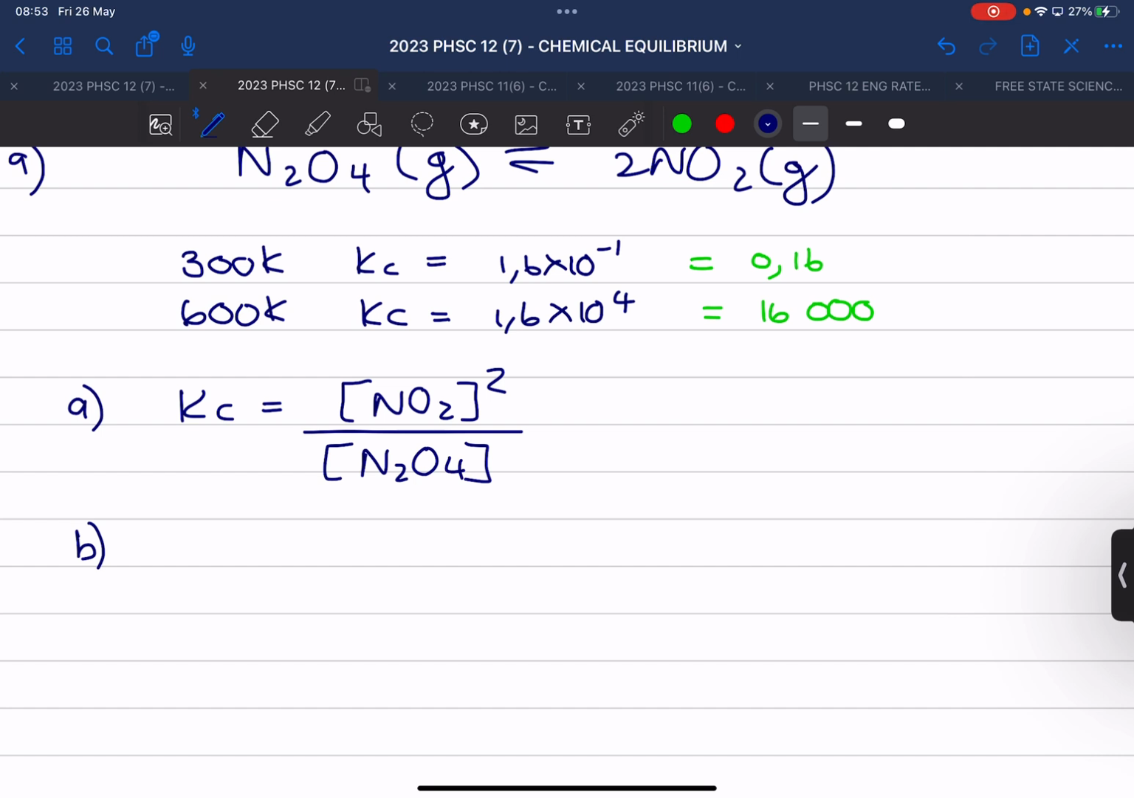Okay, so I'm just going to use this formula here. They say at 300 Kelvin, so here I have 0.16 there. We must calculate this concentration, and dinitrogen tetroxide, they said, is 10 to the power of negative 2.